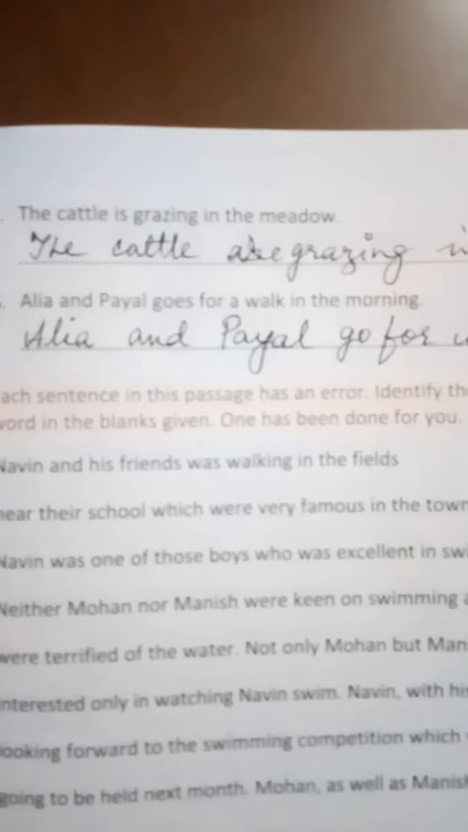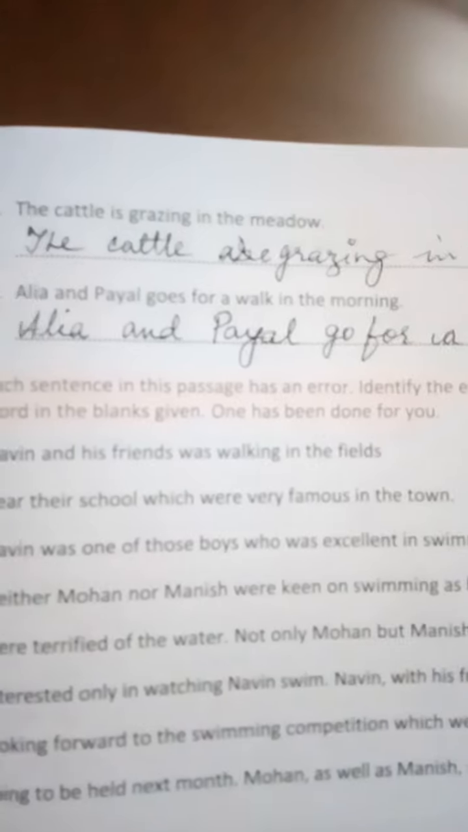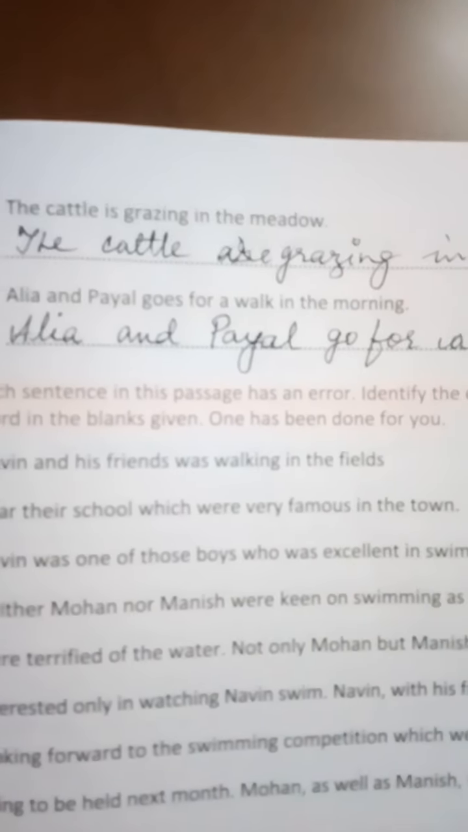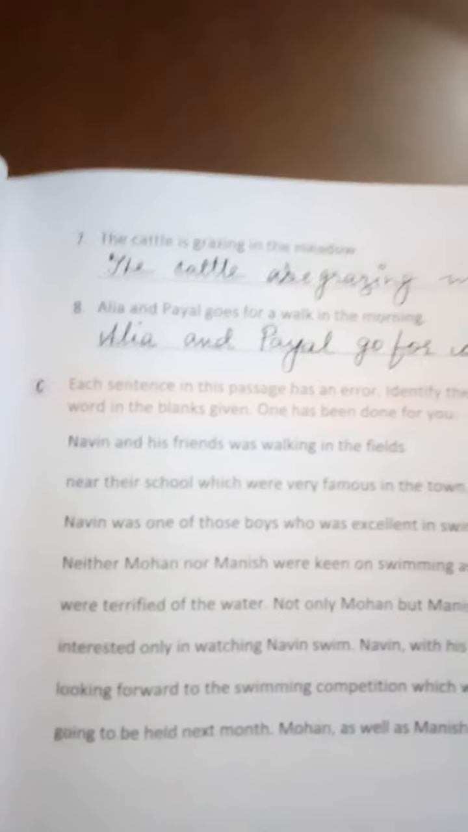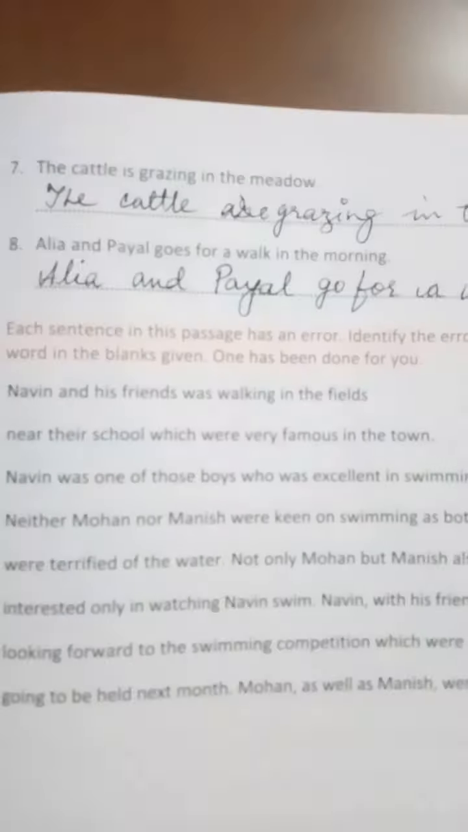Seventh, the cattle is grazing in the meadow. Here, as we have done, the rules are a bit complicated for you, because sometimes we use singular and sometimes plural. Here we are talking about cattle in general, as there are many cattle in the meadow and generally we see many cattle grazing. So for this sentence we use "the cattle are grazing in the meadow", although "the cattle is grazing in the meadow" is also sometimes considered correct.